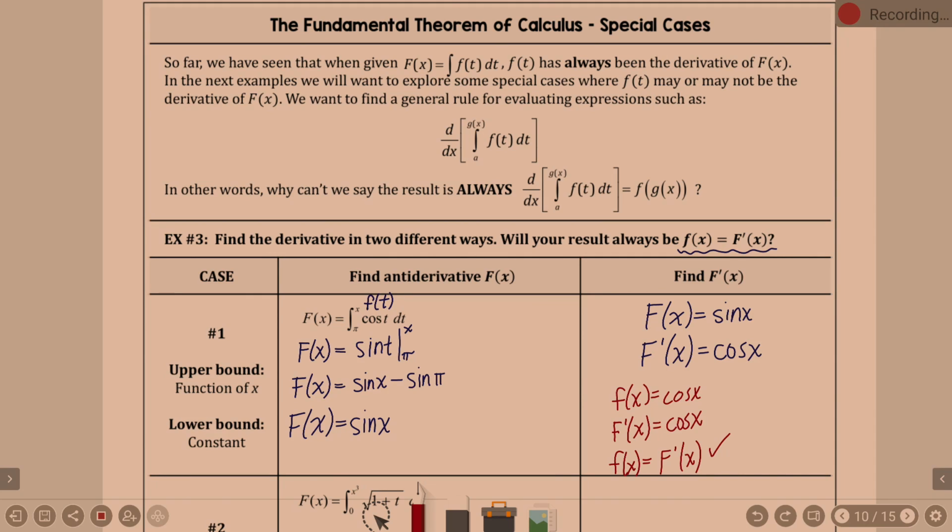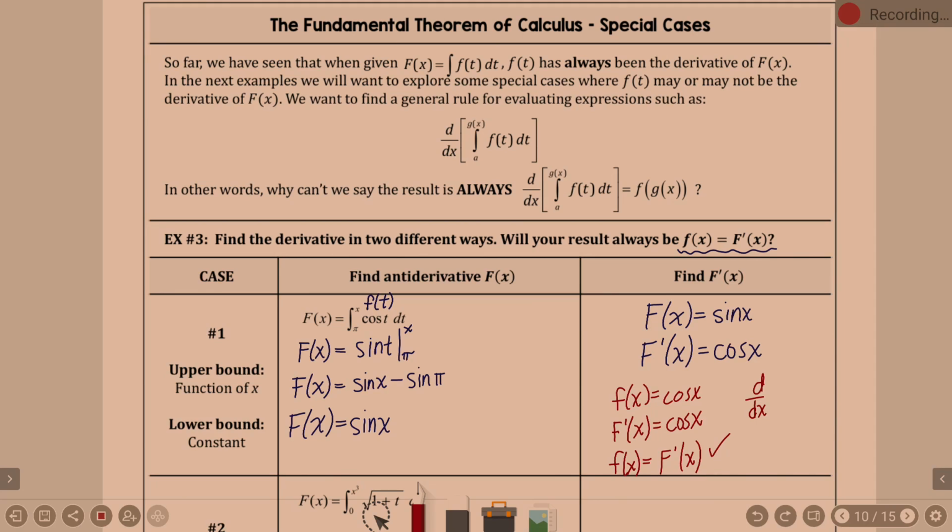And so that rule where you do d dx, the derivative of the integral from pi to x of cosine t dt. Oh, wait, I didn't want to put that. I was trying to do the general one. Let me erase what I want to erase.